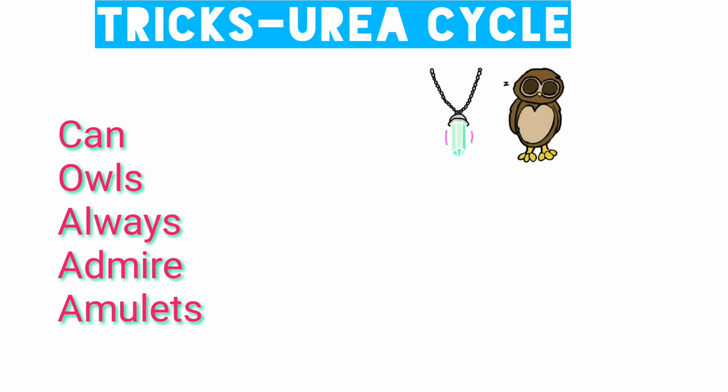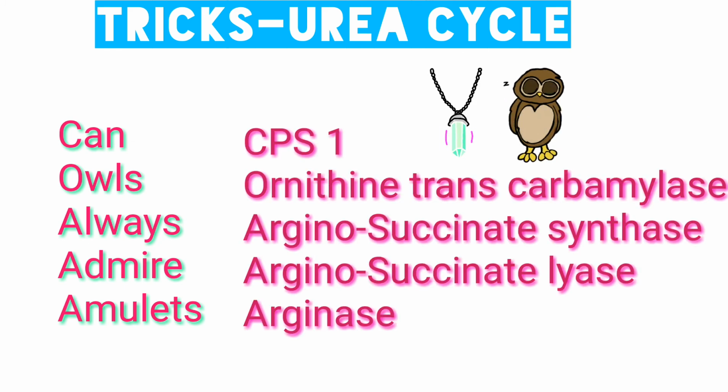Let's move on to the enzymes next. So I have made a mnemonic similar to the first one. It goes as, can owls always admire amulets? CAN for CPS1, carbamoyl phosphate synthase 1, ALS for ornithine transcarbamylase, always for argininosuccinate synthetase, admire for argininosuccinate lyase, amulets for arginase.